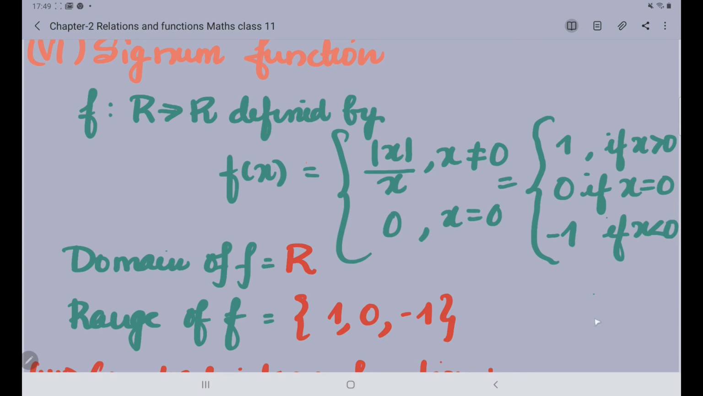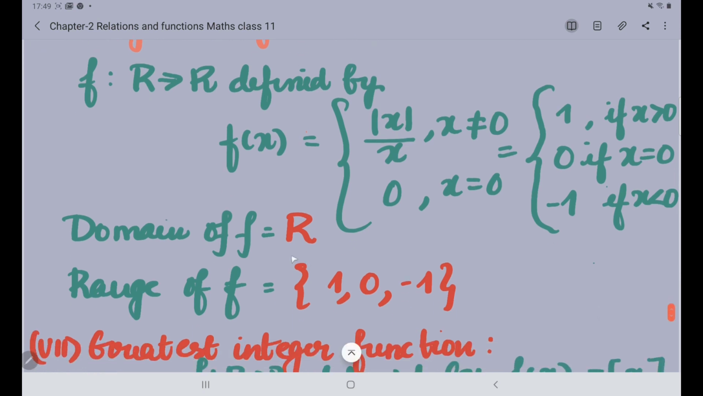Now the question is, what is the domain of this function? The domain is where the function can take any values, so this is the set of real numbers. Then what is the range of this function? As I said, it takes only three values. When x is greater than 0, what is the value? 1. So the range, that means the second elements, can be only 1, 0 or minus 1. A second element means, if f is a function from X to Y, the elements in Y are what I am calling the range of f.